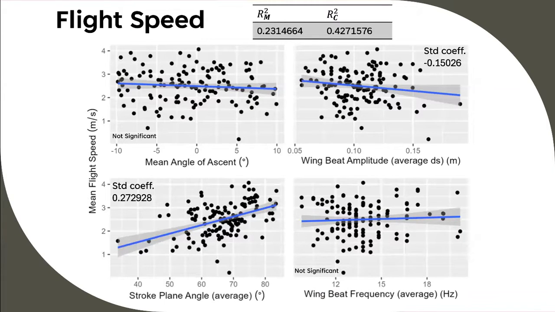And wing beat frequency down here, not significant. The slope is not significantly different from 0. Basically, wing beat frequency does not seem to have any effect on the flight speed.